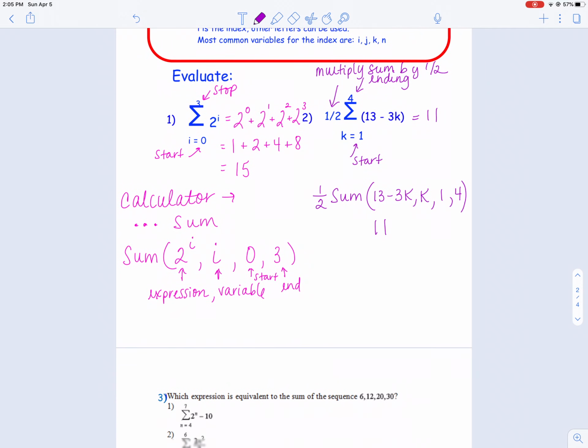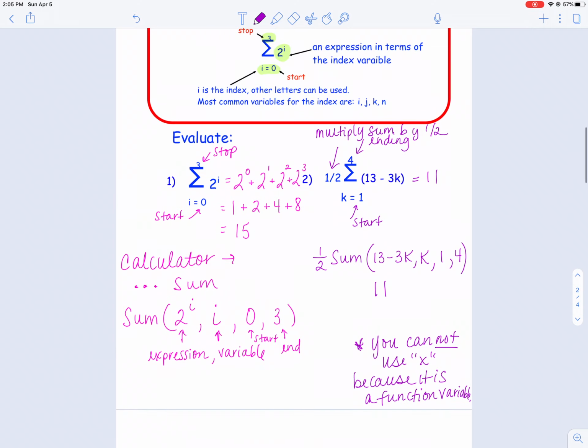Okay, so the only thing I just want you to take note of is when you're using the calculator, make a little note for yourself. You cannot use an X, okay? Use an I, a K. You should be able to use what you see in the problem, but you're not allowed to use an X. It's a function variable, okay? Because it is a function variable. Okay, so just take note.